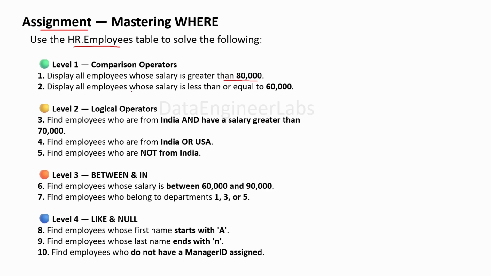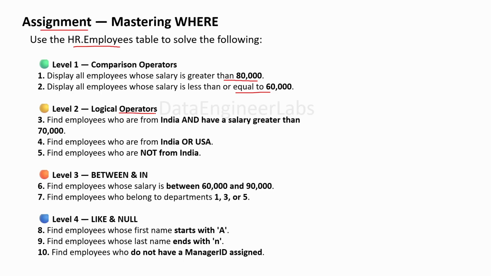Then display all the employees whose salary is less than or equal to 60,000. You can add other comparison operators, like try to find out all the employees from USA or all the employees who are currently active or on leave and so on. Then we will move on to the logical operators, where we will try to combine multiple comparison operators or multiple conditions and see how it goes.